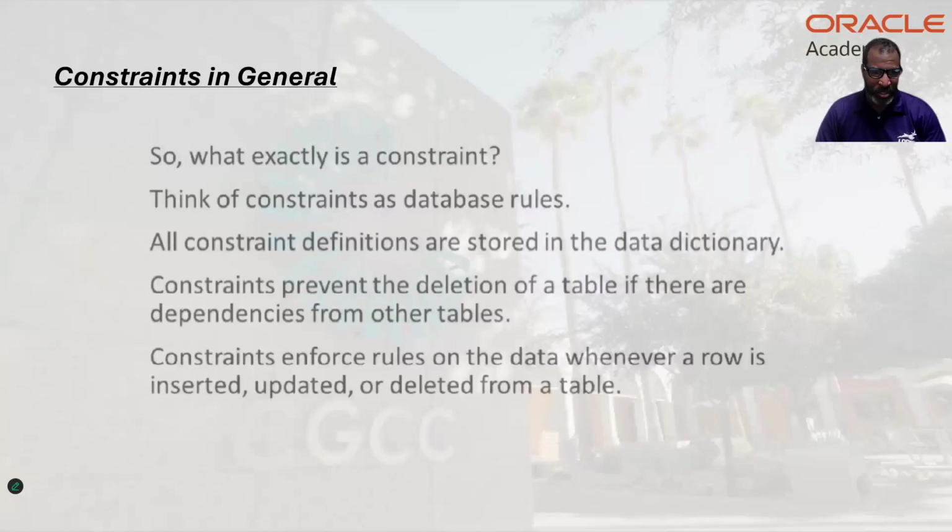So what exactly is a constraint? Think of a constraint as a database rule. All constraint definitions are stored in the data dictionary, and constraints prevent the deletion of tables if there are dependencies. We saw this before with our little assignment, where we couldn't arbitrarily delete a department. This is because of the constraints, so now you get to see why. Constraints enforce rules in the data whenever a row is inserted, updated, or deleted.